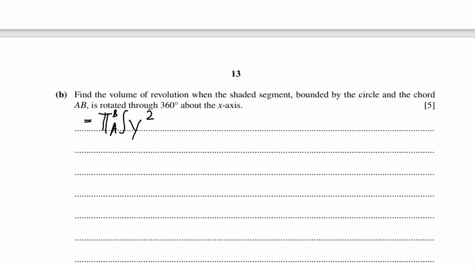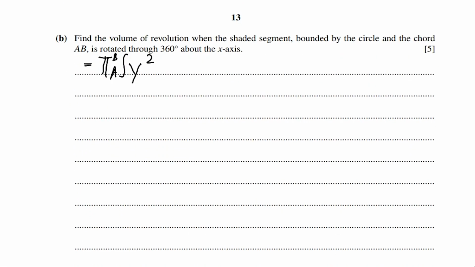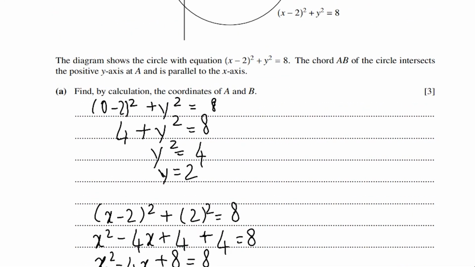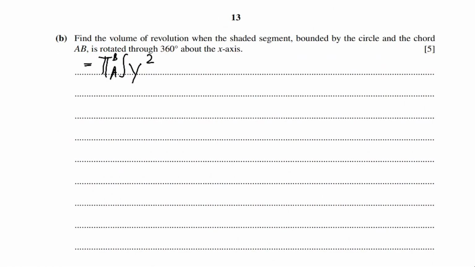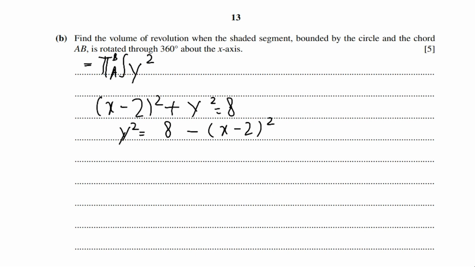Okay, so first we have to find out y square. We have the equation (x minus 2) whole squared plus y squared is equal to 8. So y squared is equal to 8 minus (x minus 2) whole squared. And we have to integrate y squared, so we have to integrate this thing.